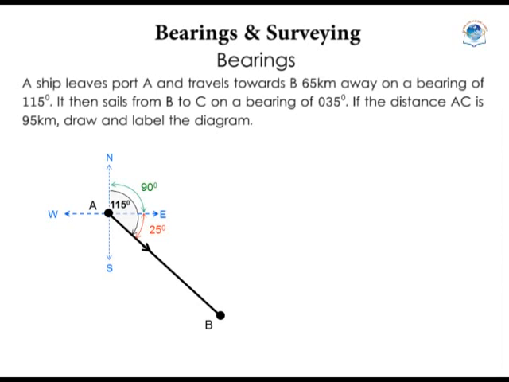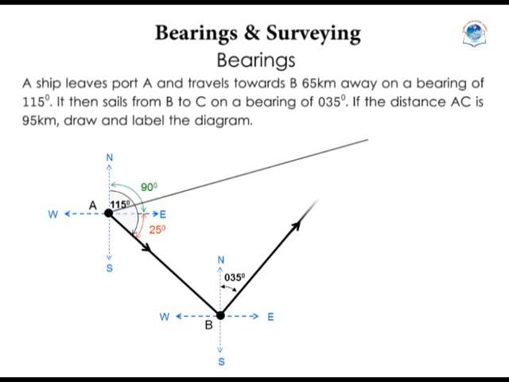And now we shall move from B to C. So we have a compass at B. 35 degrees is in this direction. We don't know exactly where C is on that line, but we know from A to C is 95 kilometers. So we measure 95 kilometers, of course using scale, and see where it meets the line from B. This is C.